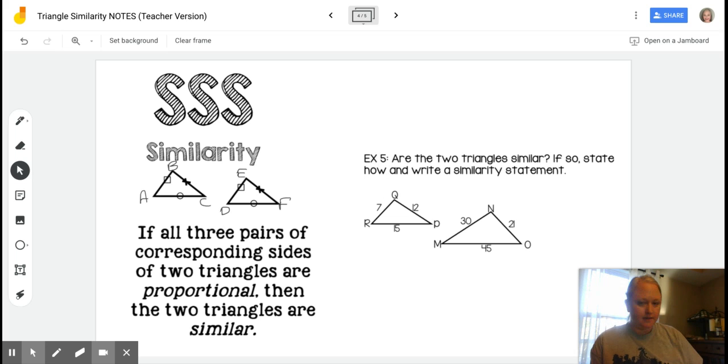Okay, so last theorem is side, side, side. So this is where we don't have any angles at all. We are going to be comparing the ratios of the side lengths. So if all three pairs of corresponding sides of two triangles are proportional, the two triangles are similar. Okay, so we're going to be comparing the sides.